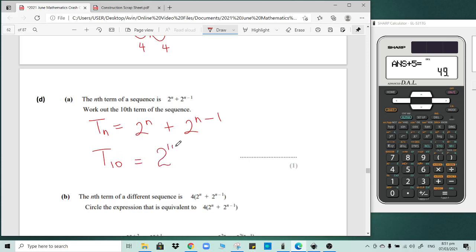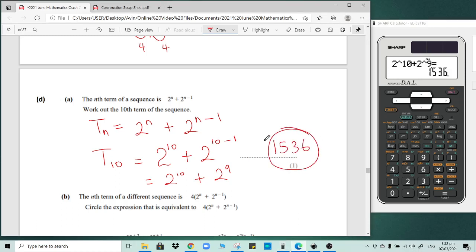You say 2 to the power 10 plus 10 minus 1. 2 to the power 10 plus, well, 10 minus 1 is 9. Let's work this out on our calculator. 2, the power button is the YX button here. To the power 10 plus 9. And that's our answer there. 1536.